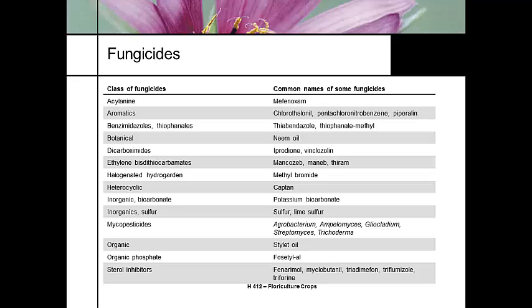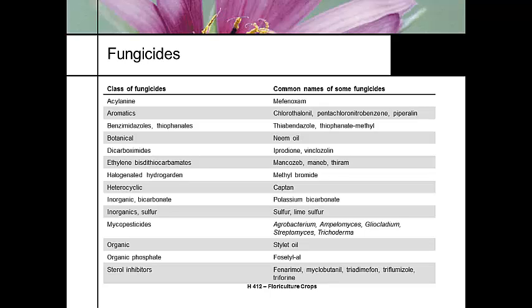Mycopesticides, these are some of the newest products we're coming out with. The mycopesticides are actually organisms that eat other organisms, and we use those to control our fungal outbreaks. Probably the most common ones are Trichoderma and Gliocladium. Streptomyces is a bacterium that we use to control things like Erwinia infestations. Inorganics like sulfur, we talked about that with burning of the soil, burning of sulfurs.